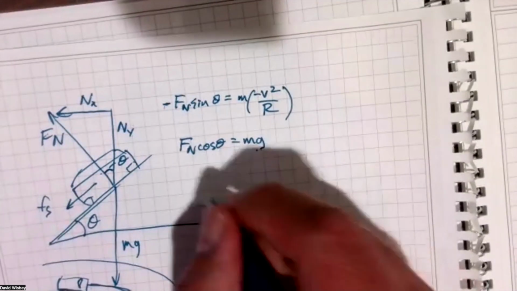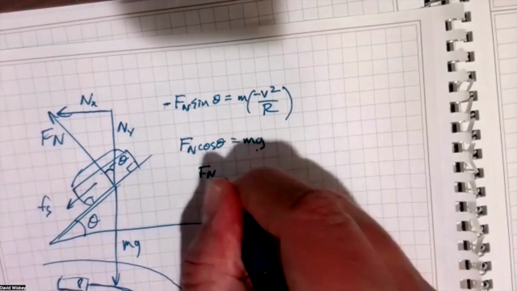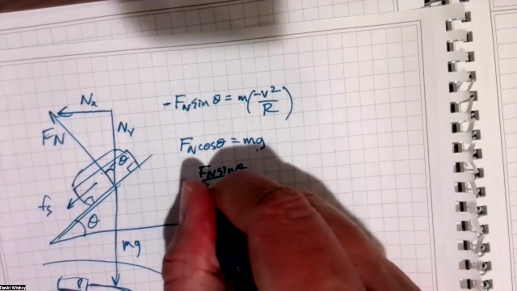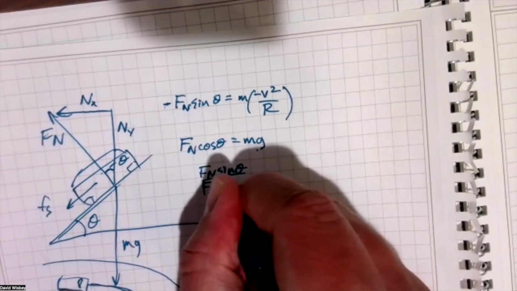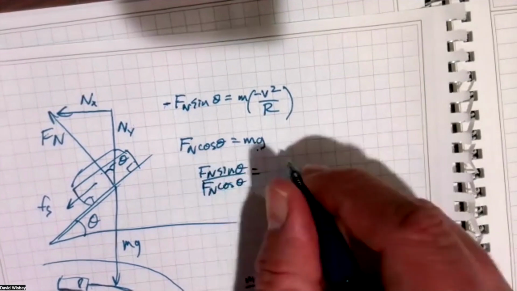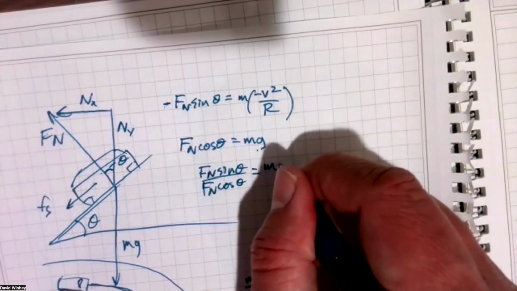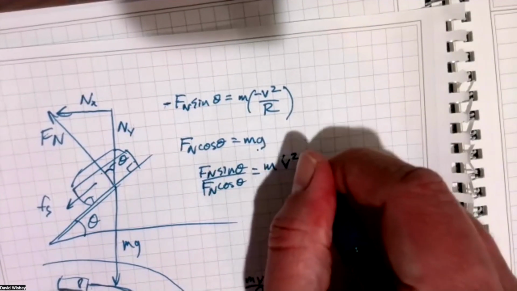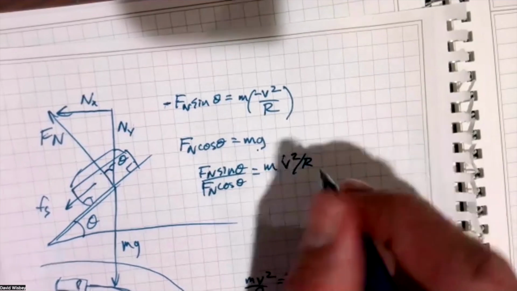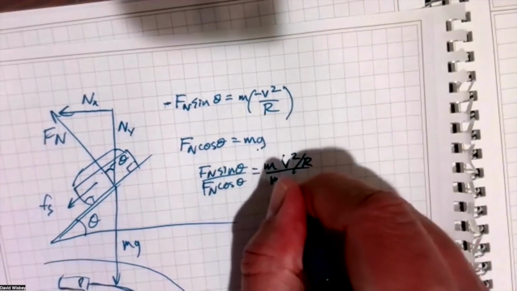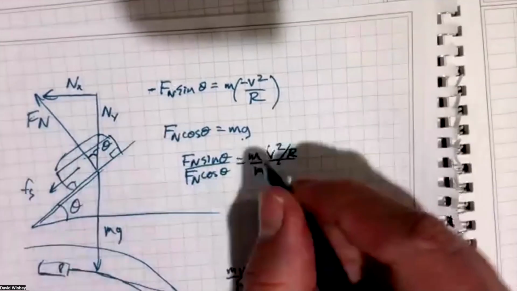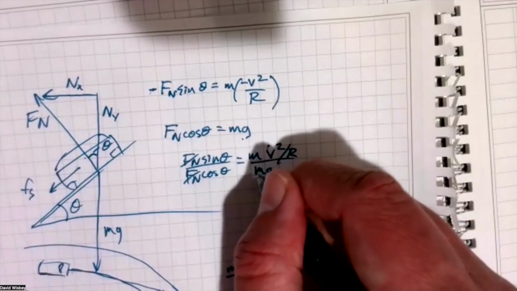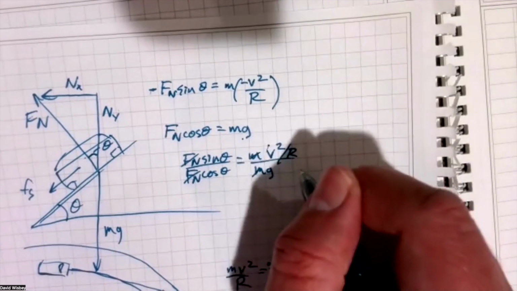All right, so I'm going to divide these two expressions. I'm going to say f of n times sine of theta, divided by f of n cosine of theta, is going to equal m times v squared over r. And then down here, I'm going to have m times g. Okay, so my forces here are going to cancel, and then my m's here will also cancel.